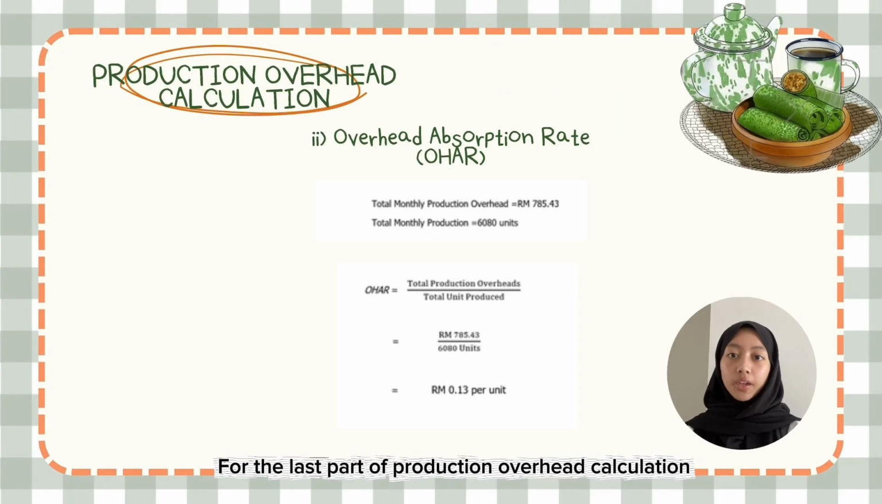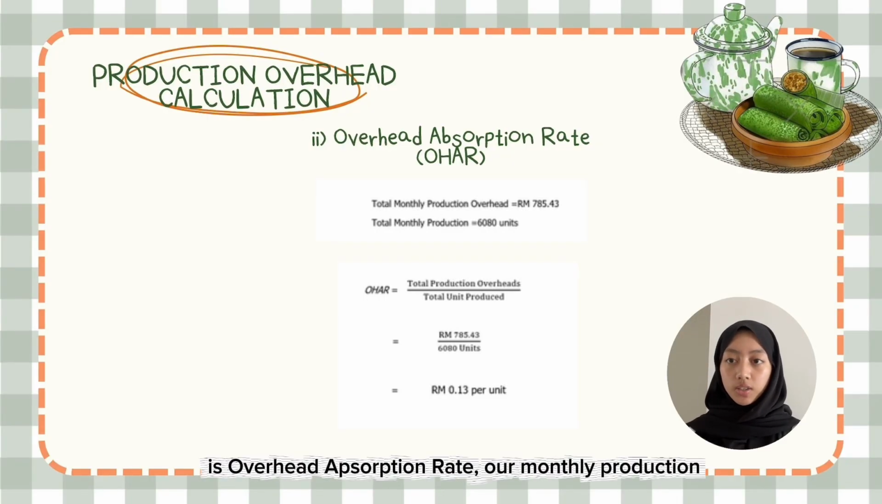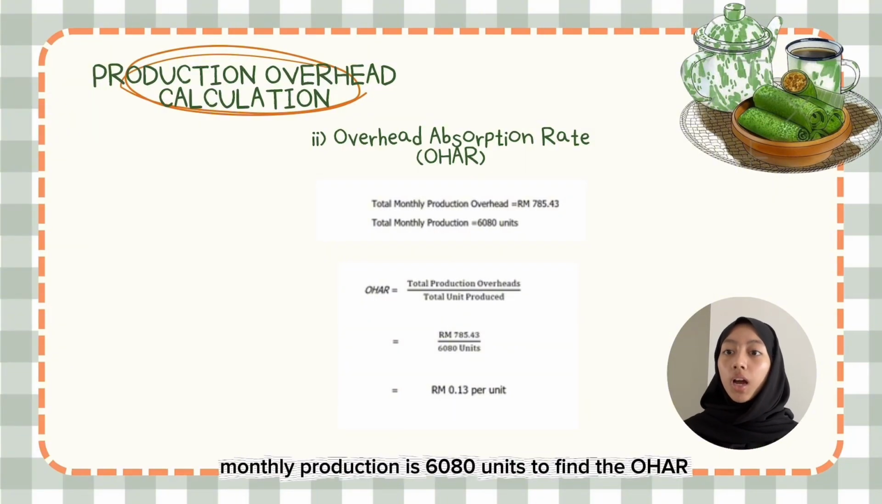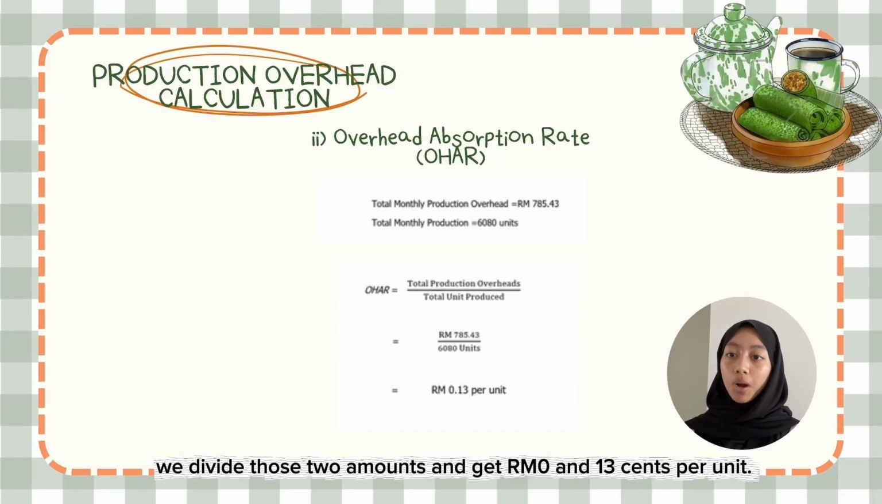For the last part of production overhead calculation is overhead absorption rate. Our monthly production overhead is RM785.43, while our total monthly production is 6,080 units. To find the OHR, we divide those two amounts and get RM0.13 per unit.